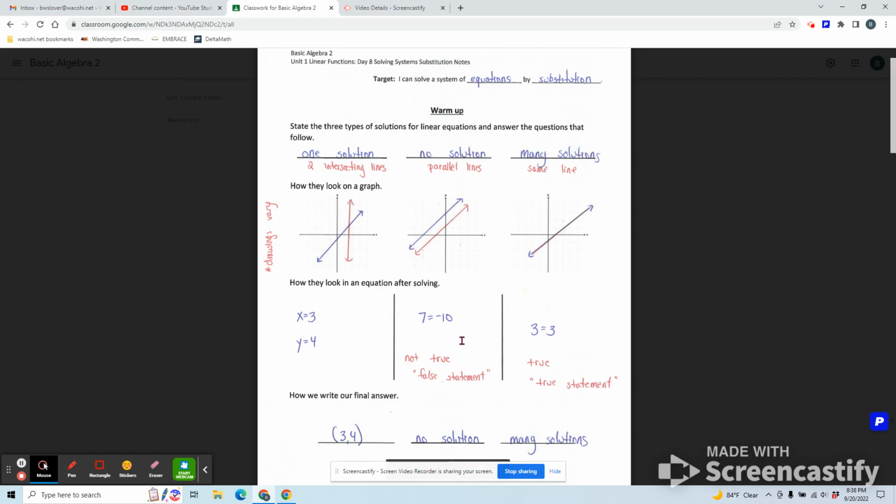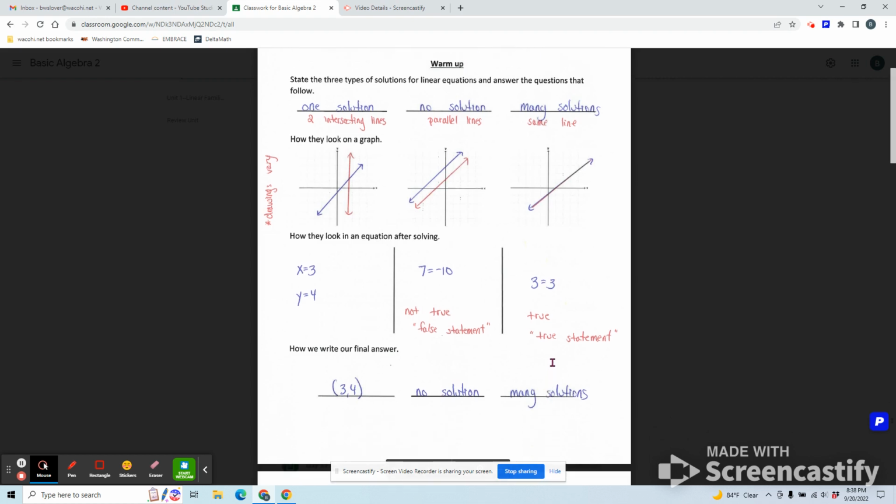If I have something that is not a true statement, I have no solution, because I have two lines that are parallel that will never intersect. And if I have something that is a true statement, I have the same line. Some math teachers call it infinitely many solutions or infinite solutions. I'm just going to call it many solutions, but realize that it's the same thing. I'm just shortening it to make it easier to write. Those are the three things potentially that we're going to see the next couple days in our lessons.